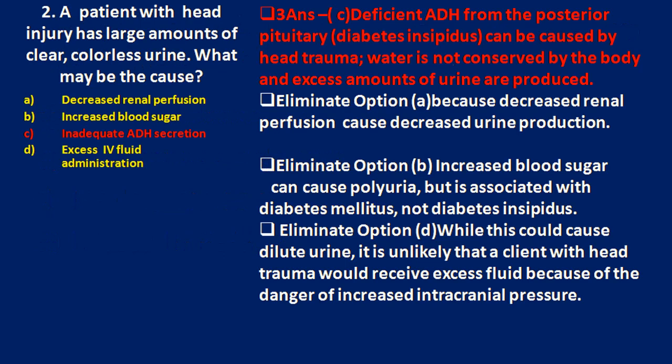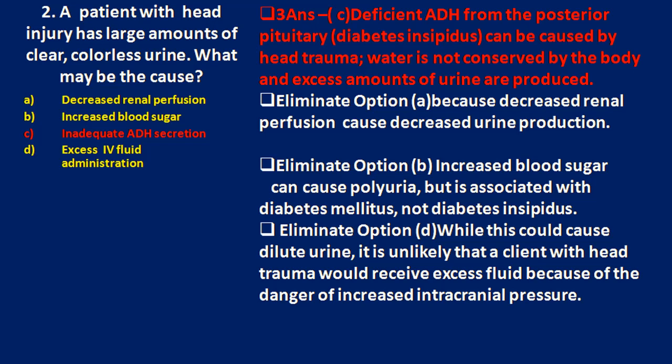ADH means antidiuretic hormone. Deficient ADH from the posterior pituitary is known as a condition called diabetes insipidus. It can be caused by head trauma. Water is not conserved by the body and excess amount of urine is produced. Considering option A, decreased renal perfusion. Due to decreased renal perfusion, urine production also decreased. So we can eliminate option A.